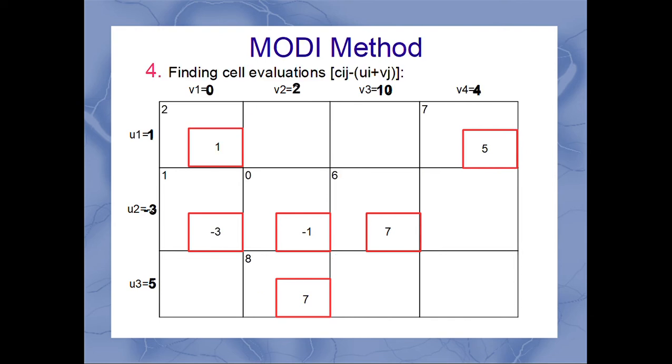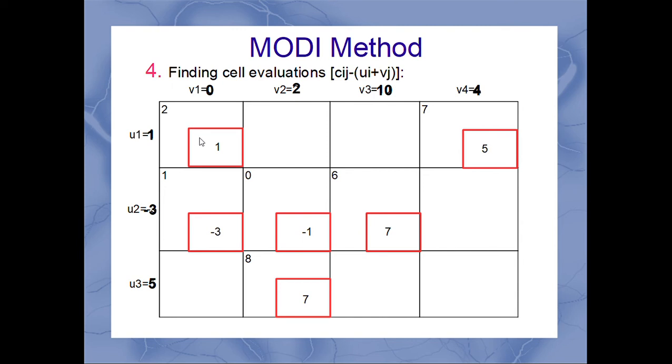Taking the cost of these cells. Okay, we have found the ui plus vj values here. For these cells we have taken the cost value to find the cell evaluation. What is cell evaluation? Subtracting this number from this cost value.